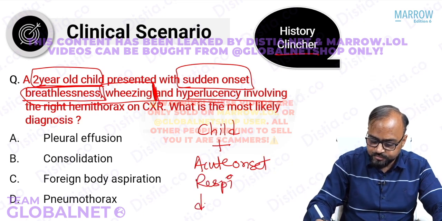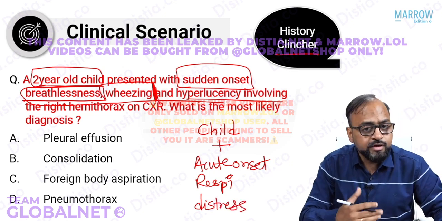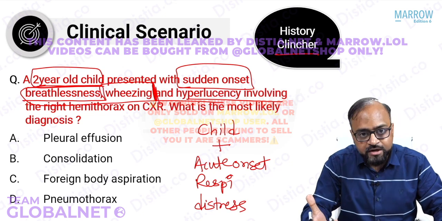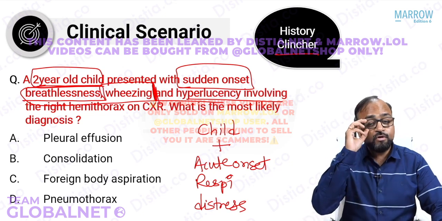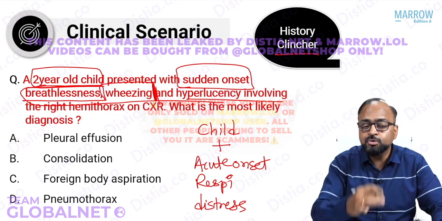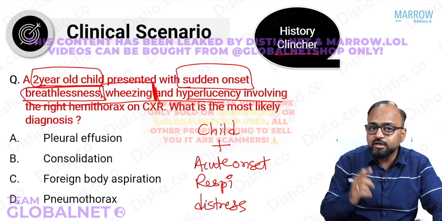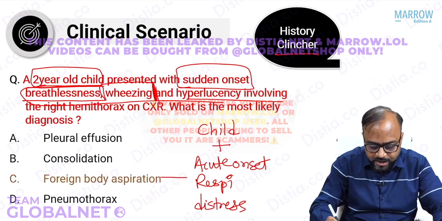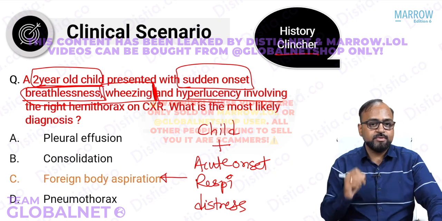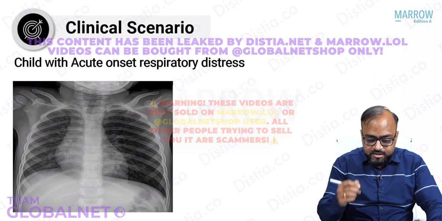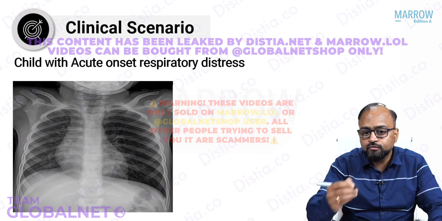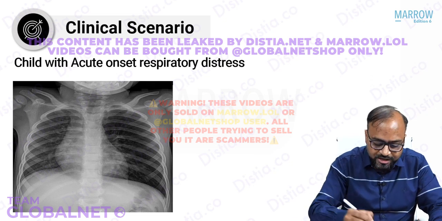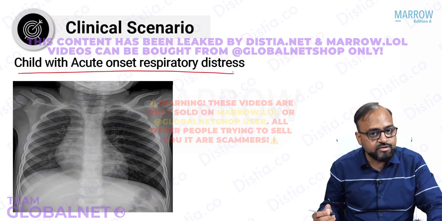respiratory distress. If a child, this is a history clincher, remember, in your entire life of clinical practice going ahead, as well as in your exams, if you ever come across a child who presents with acute onset respiratory distress, then it points to one diagnosis, and that is foreign body aspiration. Yes. So remember, this is a history clincher of foreign body aspiration, child with acute onset respiratory distress.